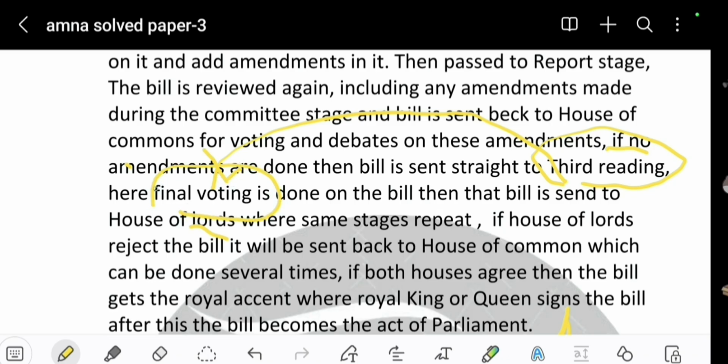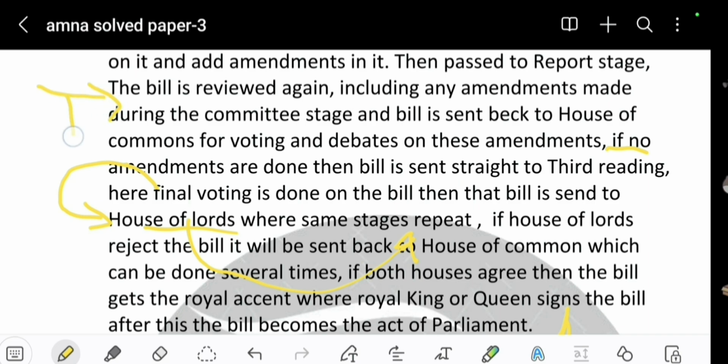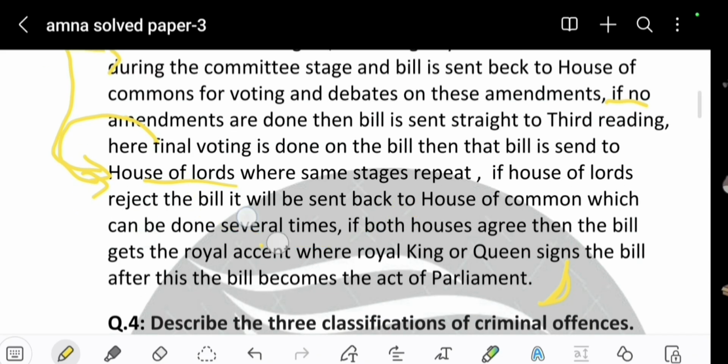After the final vote, the bill goes straight to the House of Lords, and the same 5 stages are also available in the House of Lords. After crossing all the stages in the House of Commons, the bill goes to the House of Lords and goes through all of those 5 stages again. Okay, so if this bill gets rejected in the House of Lords after coming from the House of Commons, then the House of Lords will send the bill back to the House of Commons, and this may happen several times.